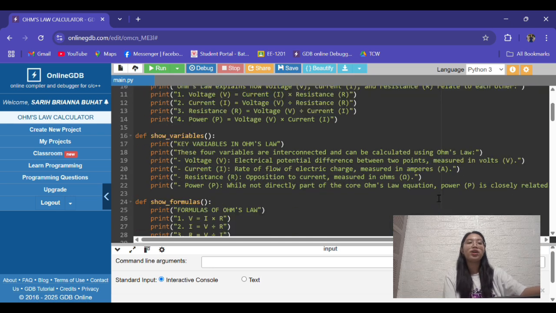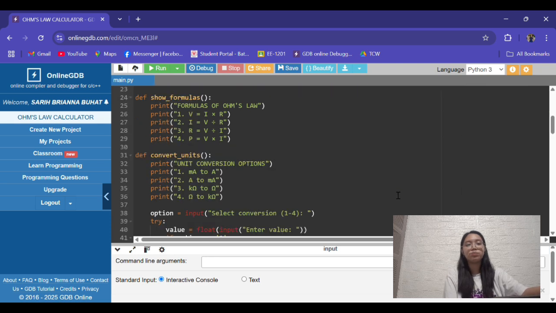Next is the showVariables function. It introduces the 4 major elements of Ohm's law: the voltage, current, resistance, and power. It also shows their respective units: volts for voltage, amps for current, ohms for resistance, and watts for power. And this explains what role each one plays in electrical circuits.